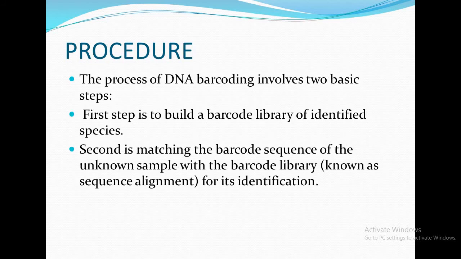Procedure. The process of DNA barcoding involves 2 basic steps. The first step is to build a barcode library of identified species. The second is matching the barcode sequence of the unknown sample with the barcode library for its identification, which is known as sequence alignment.